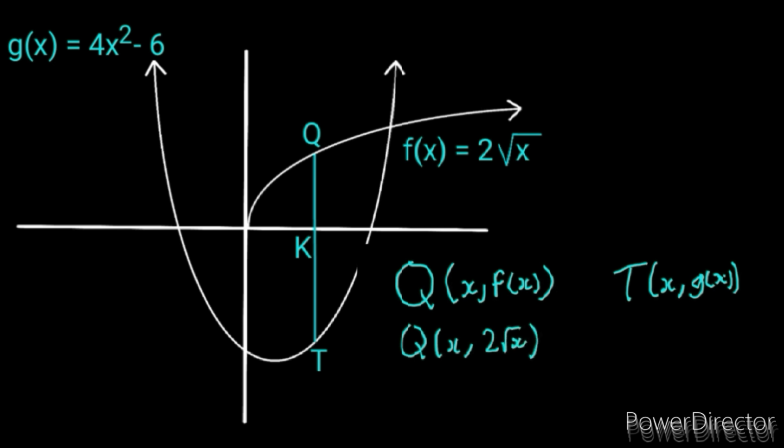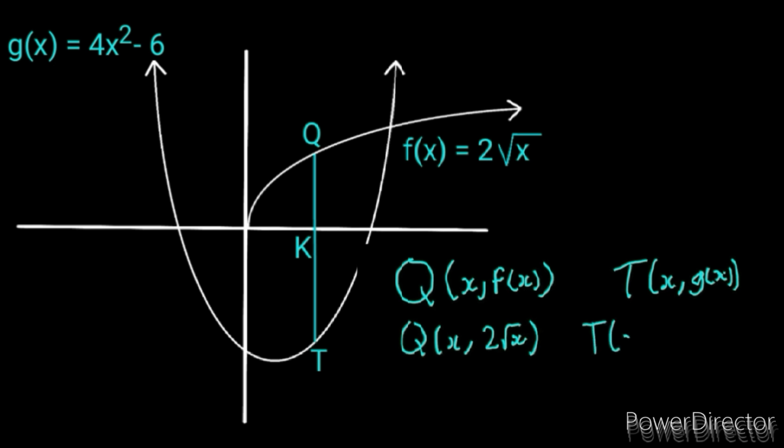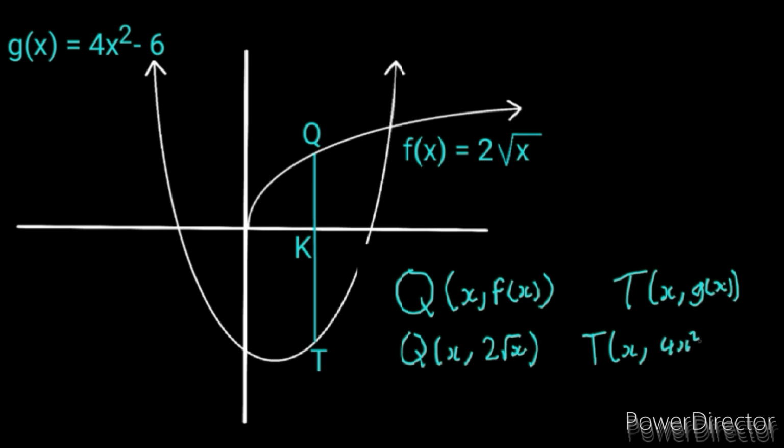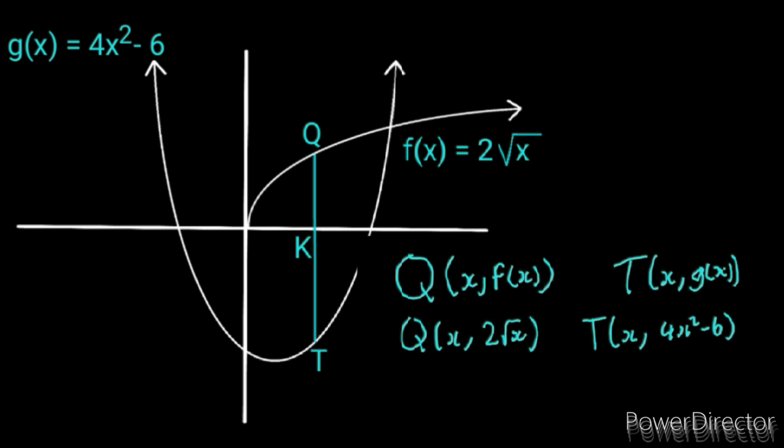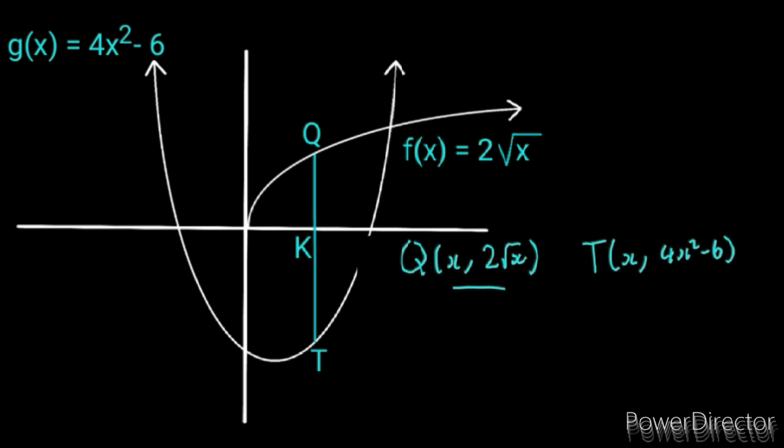And g at x is equals to 4x squared minus 6. We will just write everything exactly the same, except that we're going to say 4x squared minus 6, because that is what g at x is equals to. So now notice that now we've got 2 points. So therefore we can find the distance. We can use distance formula or we can use the shortcut. So now what is the shortcut?